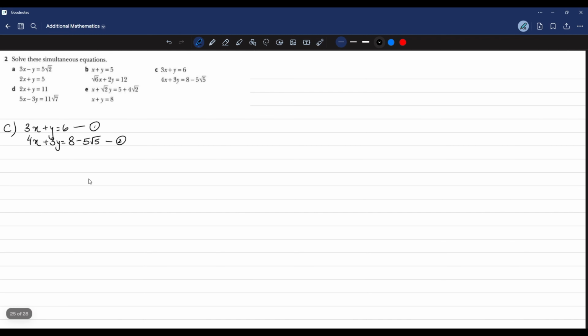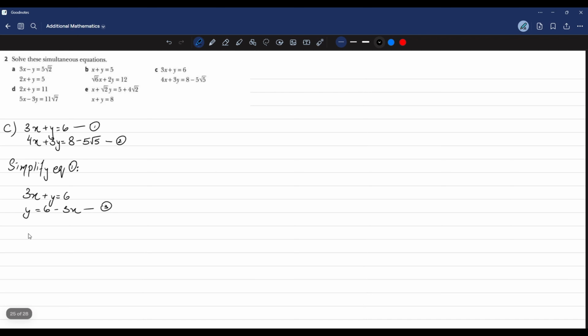What I'm going to do next is I'm going to simplify equation 1. For that, I'm going to first of all copy it down. 3x plus y is equal to 6. We can simplify this by y is equal to 6 minus 3x. I'll call this equation number 3.